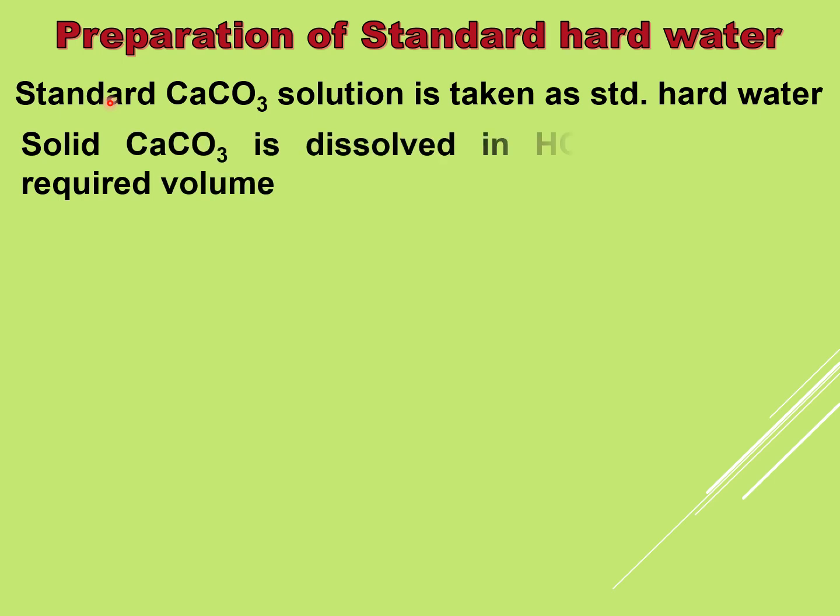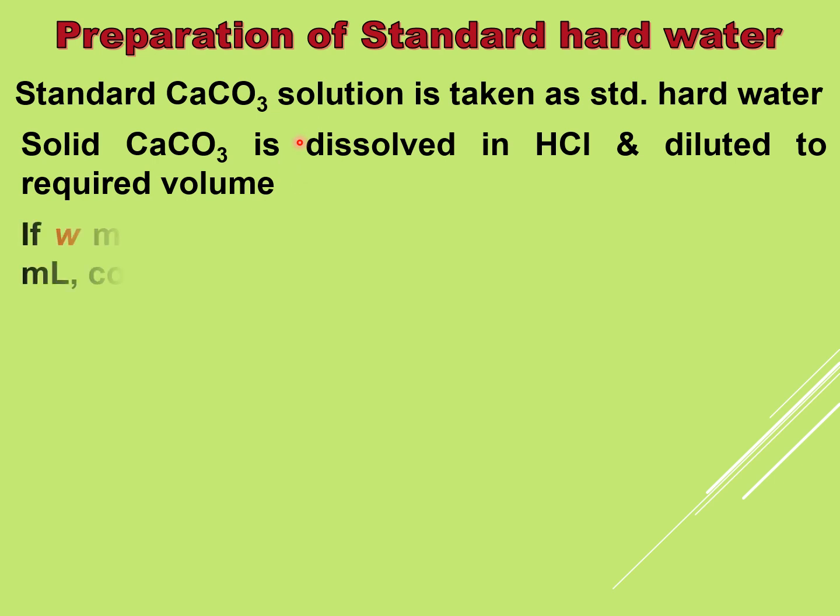For this, what is done? Solid calcium carbonate is dissolved in hydrochloric acid and diluted to the required volume. We will get standard hard water. Suppose you want to prepare 1 liter of standard hard water. Take some calcium carbonate, find out the correct weight, dissolve it in hydrochloric acid because it is not soluble in water. Dissolve it in hydrochloric acid, dilute to 1 liter. You will get the standard hard water.